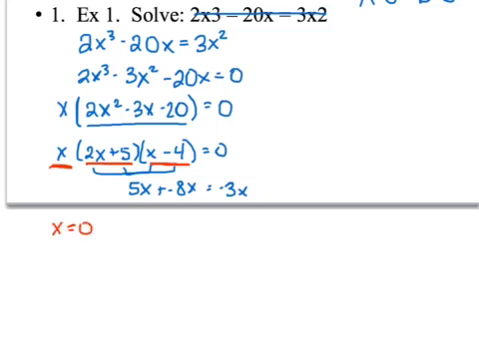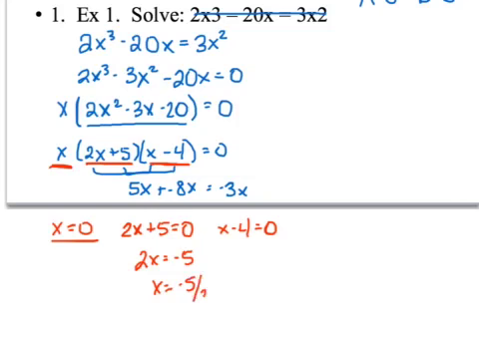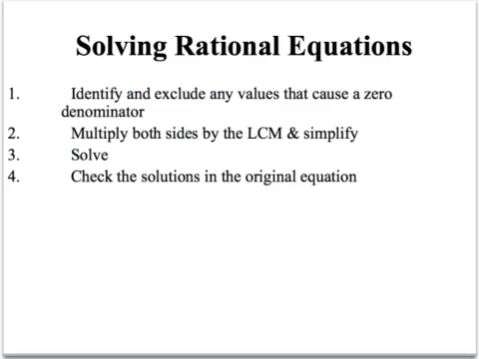So to solve for x in each of those, I set each one equal to 0. And now I can solve. This one's already done. Subtract 5 over to the other side. I get x equals negative 5 halves, or negative 2 and a half. And here add 4. So now these are my three answers.